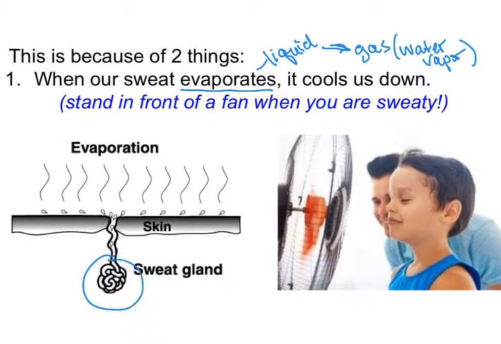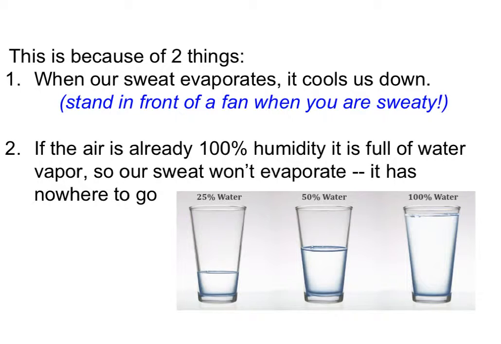You have these little sweat glands underneath your skin and they release liquid water. That's all that is. Your sweat is just liquid water. Of course, it's mixed with salt and some other things. But that liquid water on your skin, when it evaporates, cools you down. So why is it when it's humid outside, we sweat more? This is because if the air is already 100% humidity, meaning it's really, really humid out already, it is full of water vapor. So our sweat is not going to really evaporate because it has nowhere to go. If your sweat is going to evaporate, it means that you're adding more water vapor to the atmosphere, to the air.